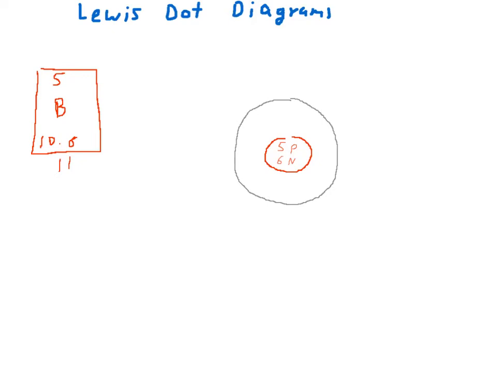Basically, the first shell can hold 2 electrons. The second shell can hold up to 8 electrons. The third shell can hold up to 8 electrons. The next shell can actually hold 16, but you don't really need to know that because we won't draw atoms that get much bigger than this. So we need 5 electrons. The first shell can hold 2 of them.